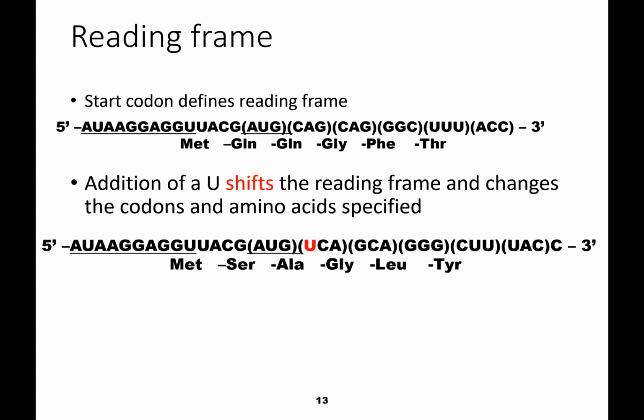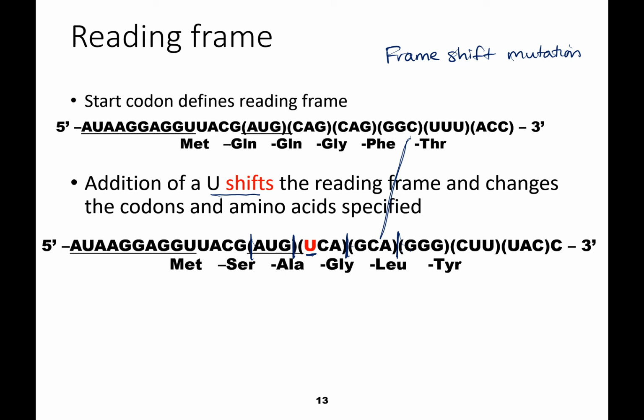One more concept for this idea of a reading frame is that you can get a mutation in your DNA that causes a mutation in the RNA. In this case, we had an addition of a U. And that shifted the whole reading frame, right? All our groups of three were a little bit different if you compared these two. And that's what's called a frame shift mutation. You can have frame shift mutations from deletions as well. The point of this is I just want you to understand that you're always going to start with that AUG, and you're always going to read the groups of three.